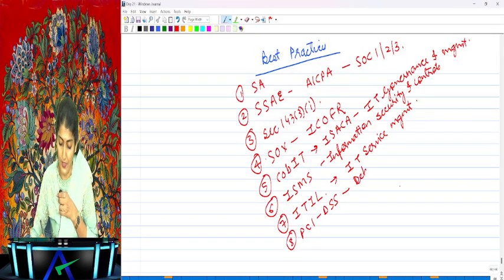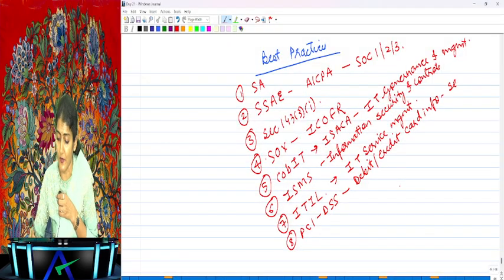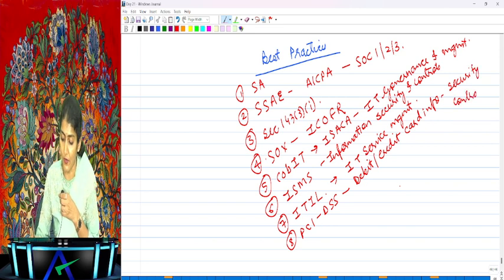So whenever you're dealing with debit card or credit card information, what does it say? They have to implement the security controls in accordance with this standard.